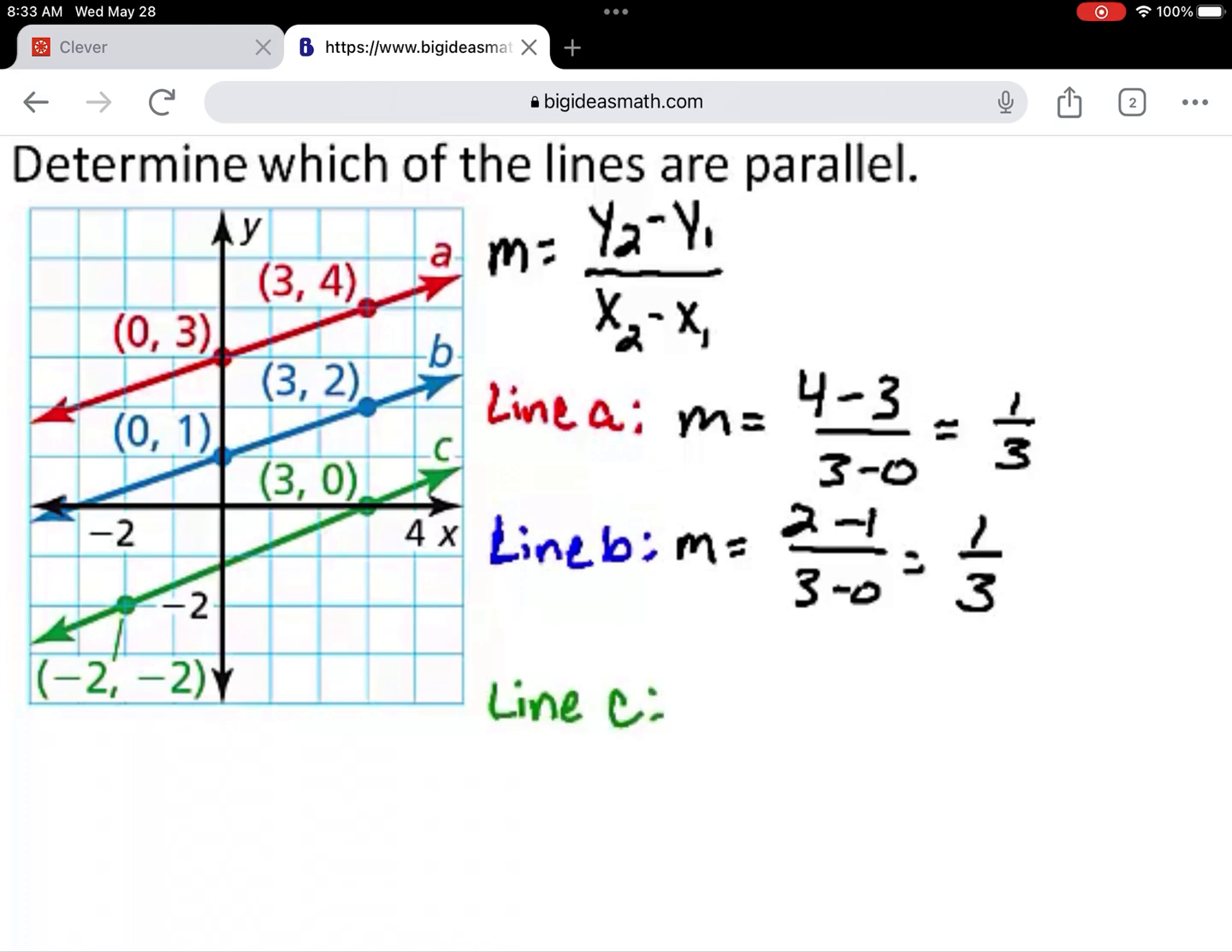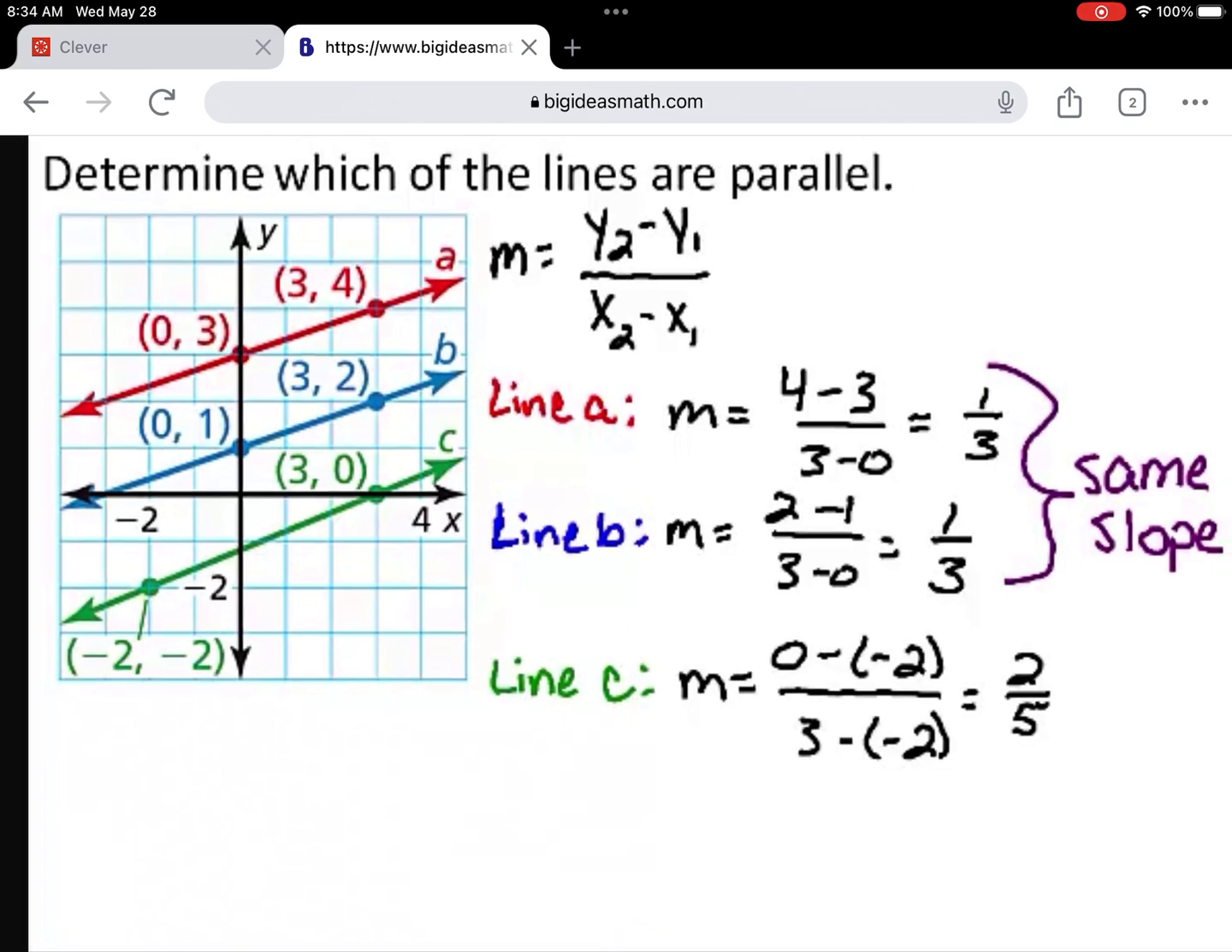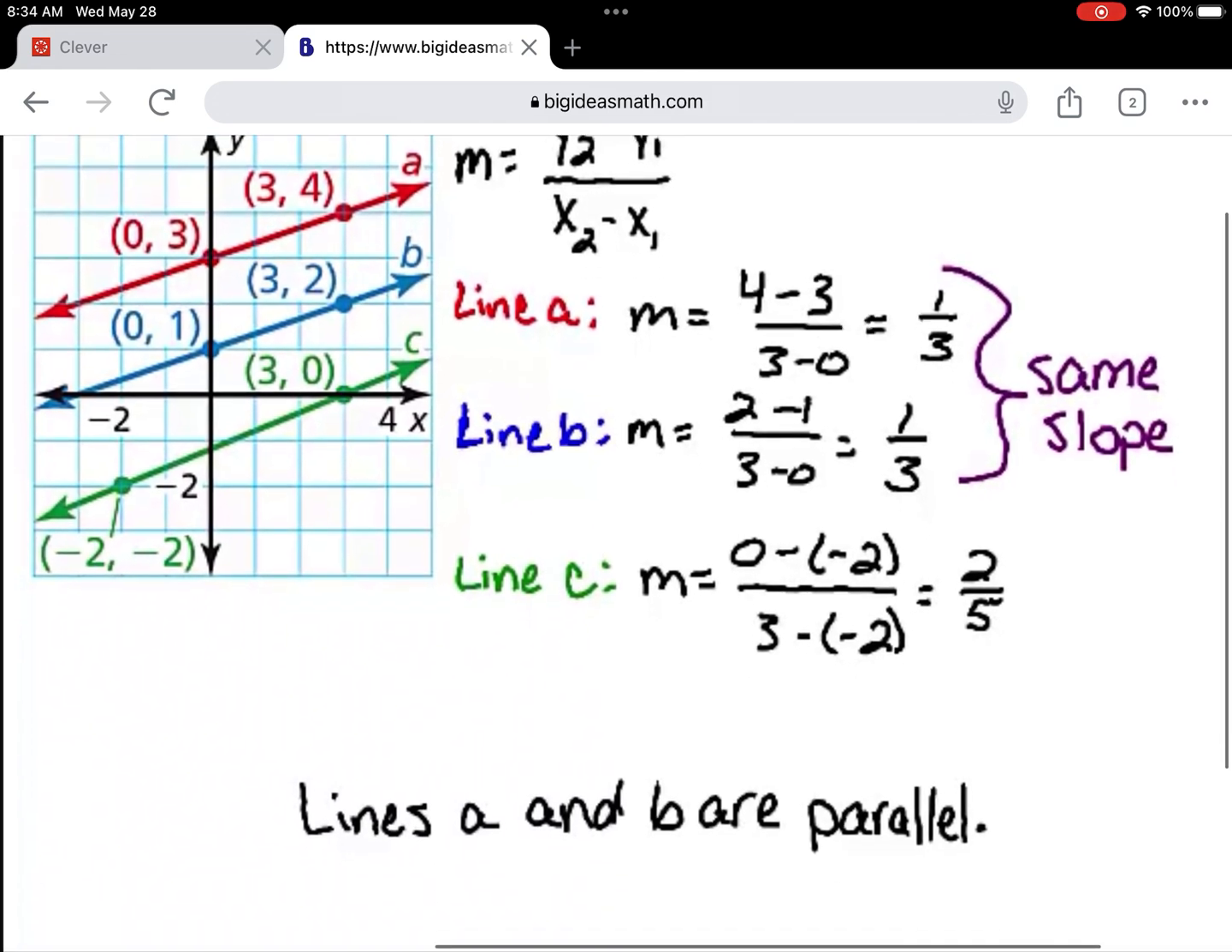Now find the slope of line C. Substituting -2 for x1, -2 for y1, 3 for x2, and 0 for y2, you get m equals the quantity 0 minus -2 divided by the quantity 3 minus -2, which simplifies to 2/5. Lines A and B have the same slope, so they are parallel.